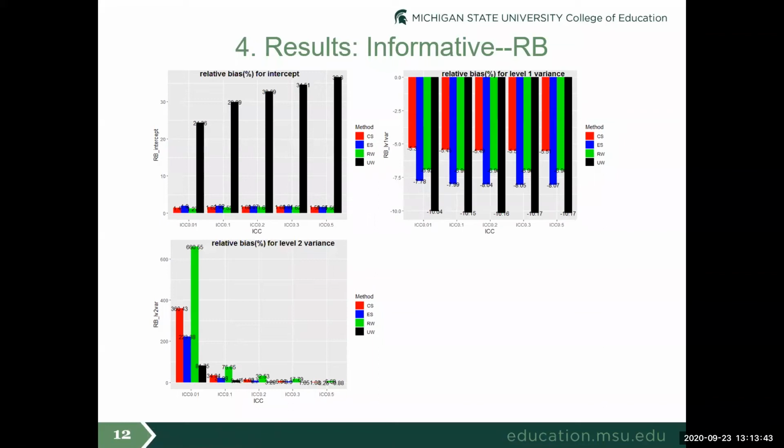Now, as for the effect of ICC, as ICC increases, relative bias for the intercept with the unweighted estimator increases as well, but no monotonic pattern can be found with the three weighted estimators. Relative bias for level 1 variance increases as ICC increases with all the estimators, but the increase rate is so tiny that the pattern remains almost the same with all the estimators. However, for level 2 variance, there is a clear pattern for the relative bias. As ICC increases, the relative bias for level 2 variance decreases.